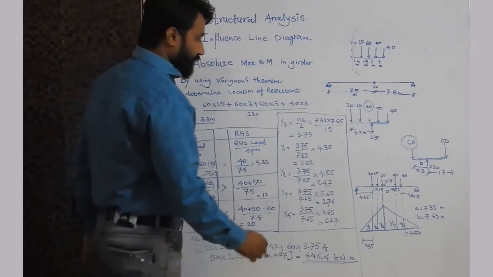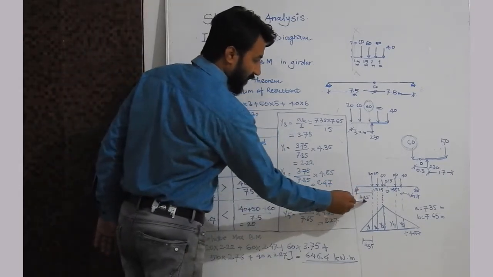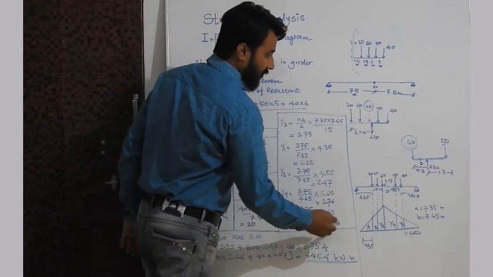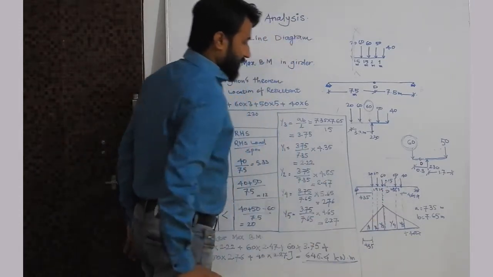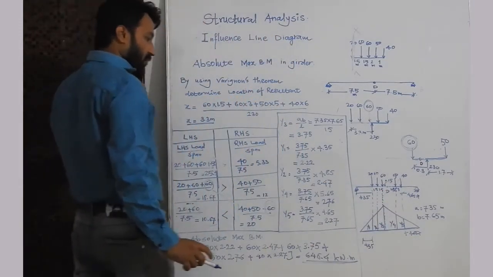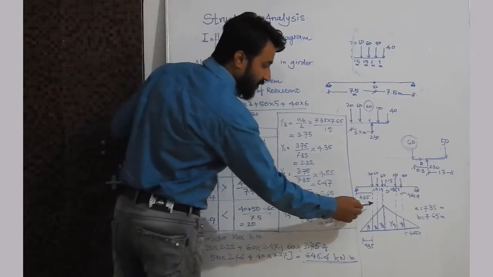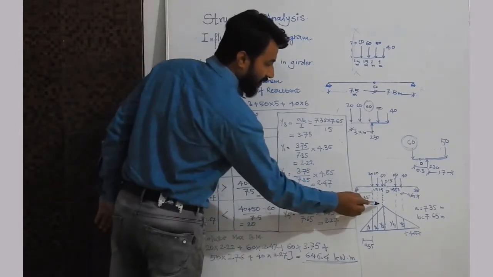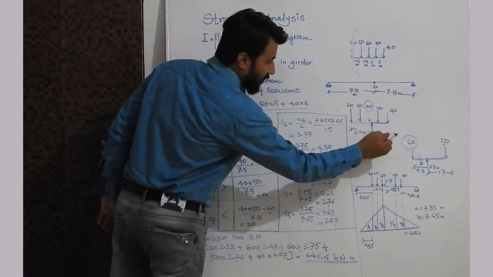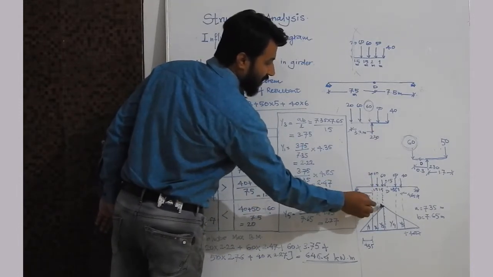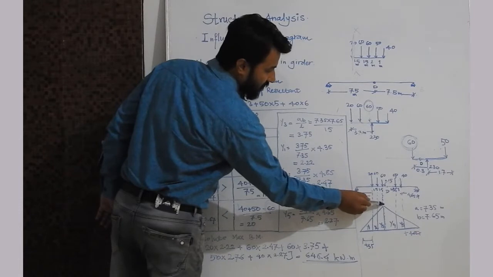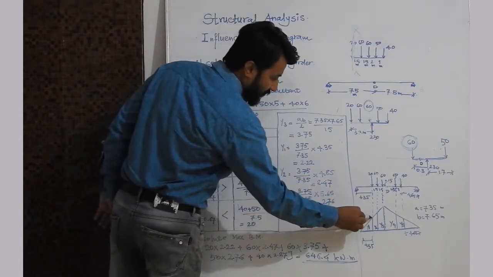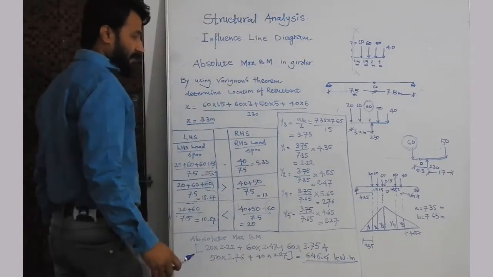Okay, so this remaining value we have to calculate. This is 4.35 and this is 4.65. Okay, so now we have to calculate the maximum bending moment. That's why we have to draw this bending moment diagram. Exactly below this 60 kilonewton load we have to draw the maximum ordinate. Okay, so below this 60 kilonewton we have to draw this one, and we will mark this one like this.